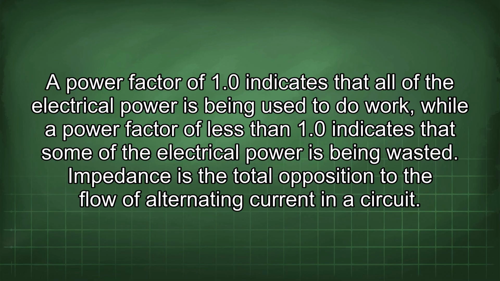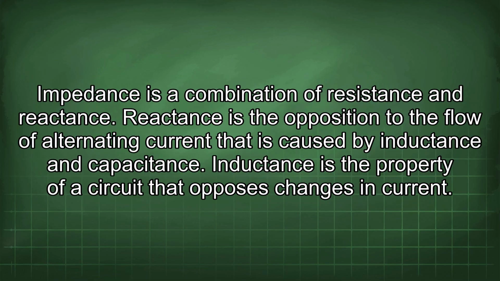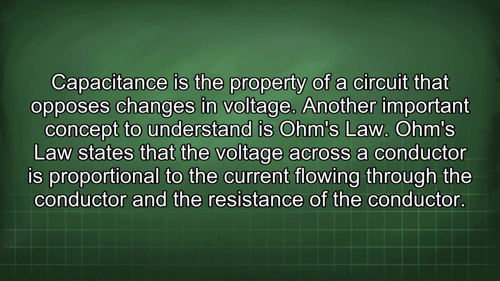Impedance is the total opposition to the flow of alternating current in a circuit. Impedance is a combination of resistance and reactance. Reactance is the opposition to the flow of alternating current that is caused by inductance and capacitance. Inductance is the property of a circuit that opposes changes in current. Capacitance is the property of a circuit that opposes changes in voltage.